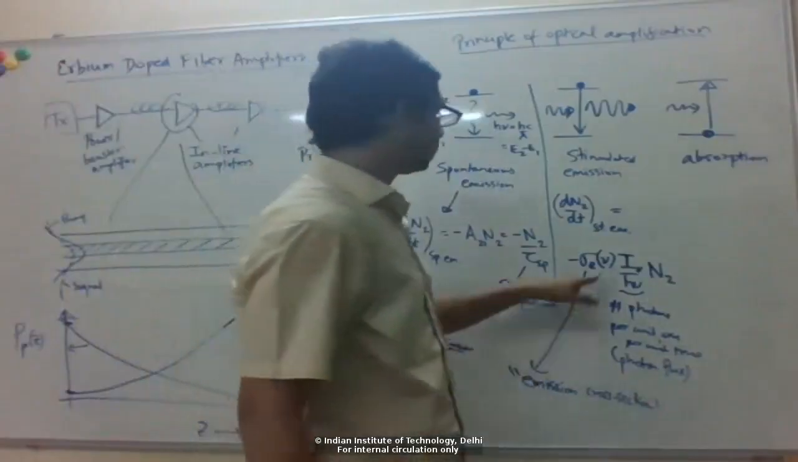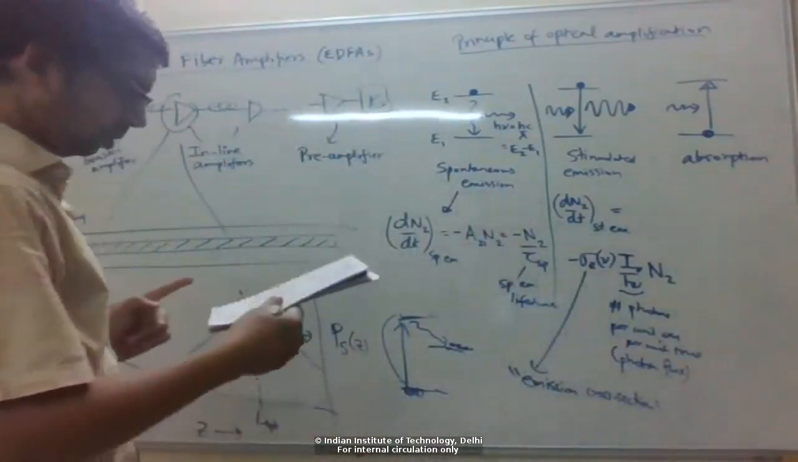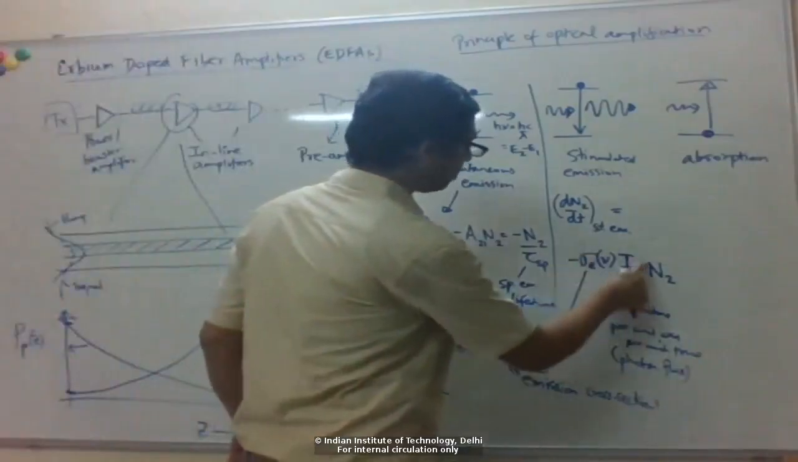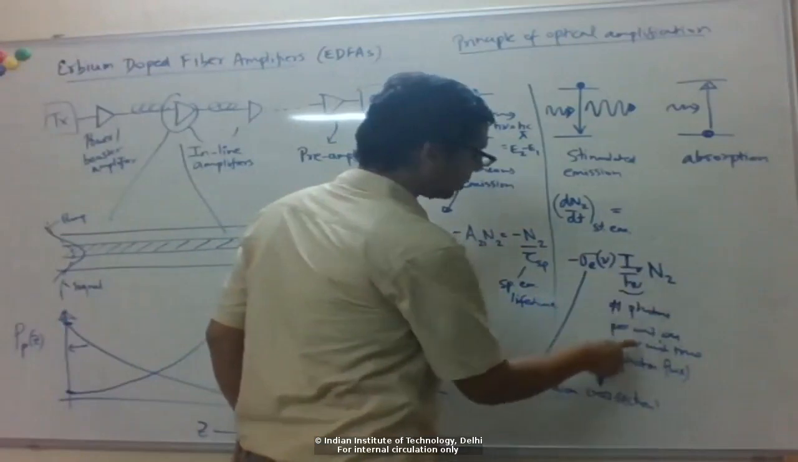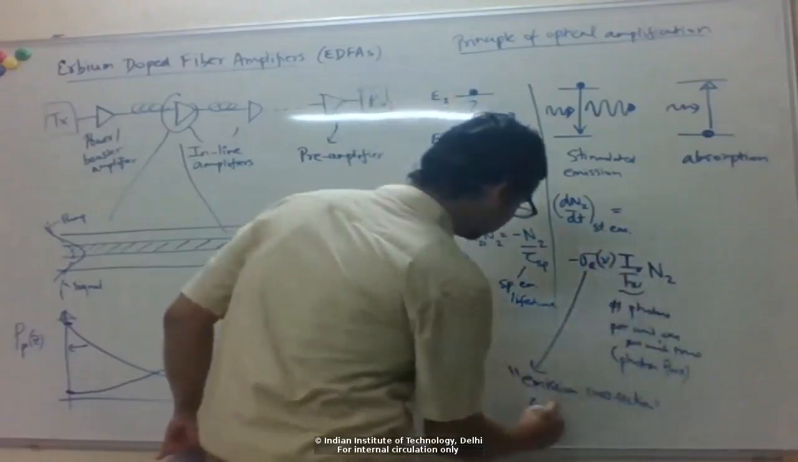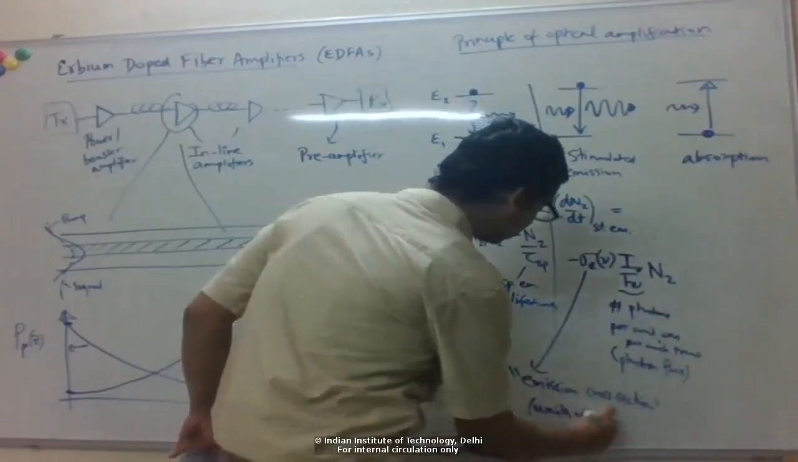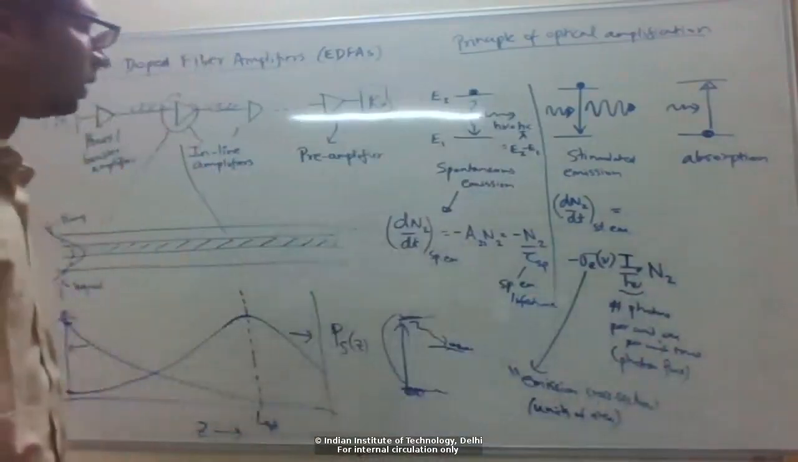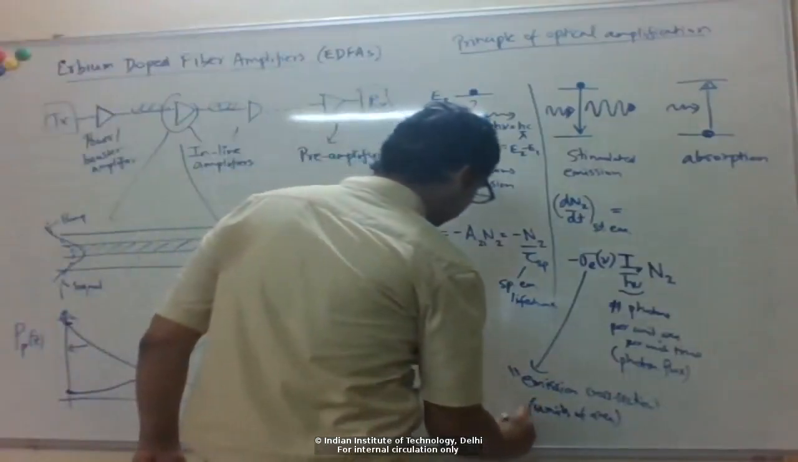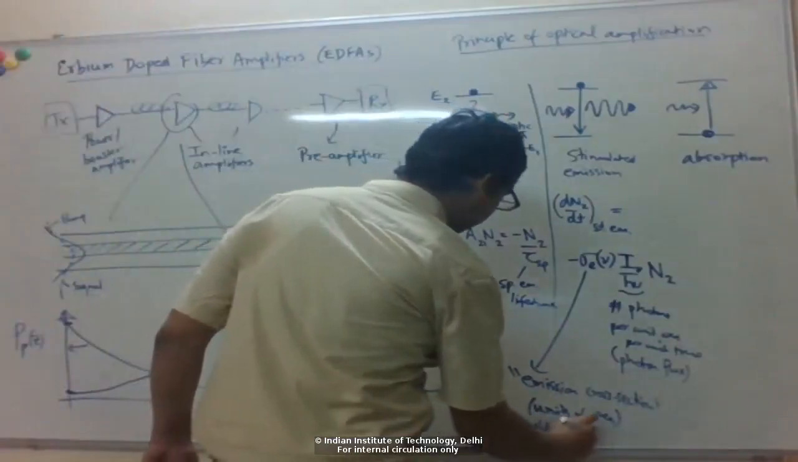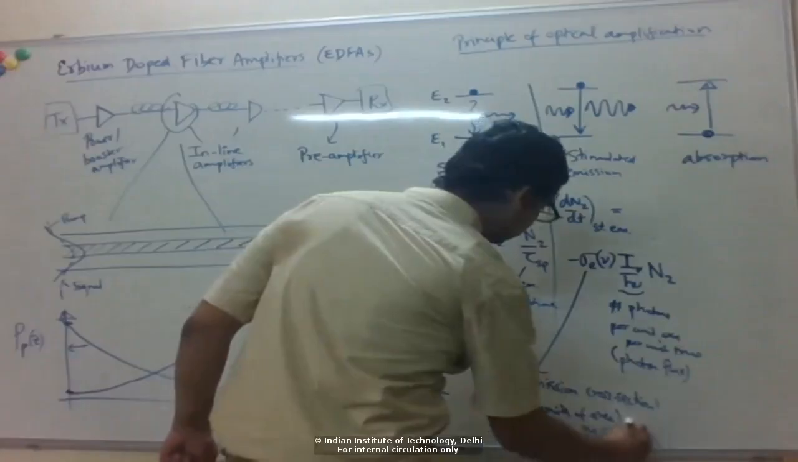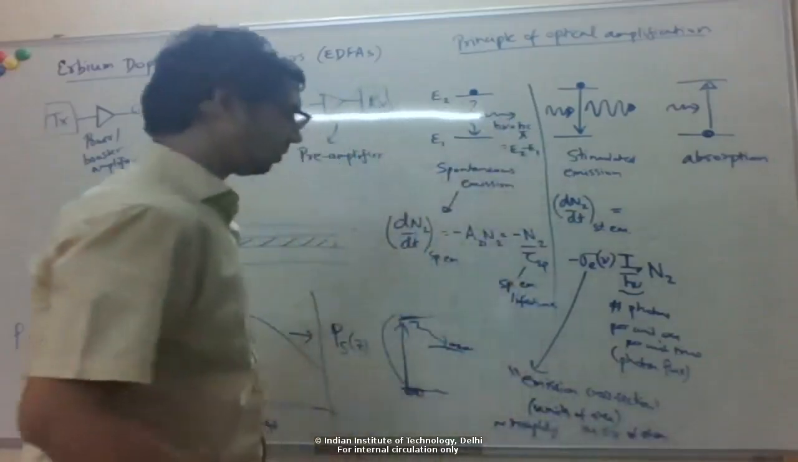It's called a cross section because you can see it has units of area. This whole thing has to have units of per time. This one here, I by h nu, has units of per area per time. So we multiply by area to get per time. So this has units of area. That's why it's called a cross section. But it's not any physical cross section. You can think of this as roughly the size of the atom as seen by the field.